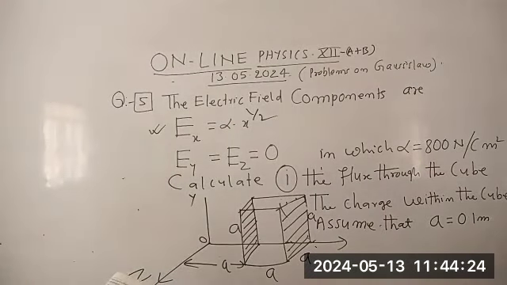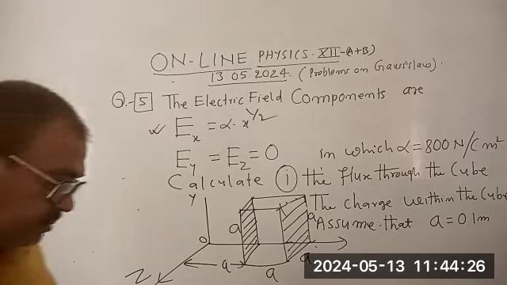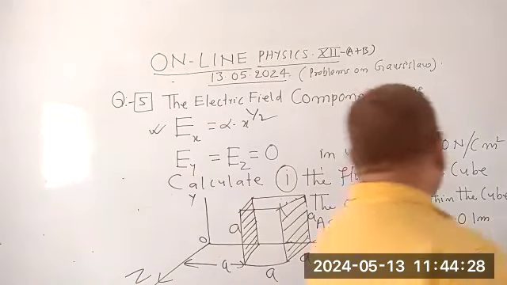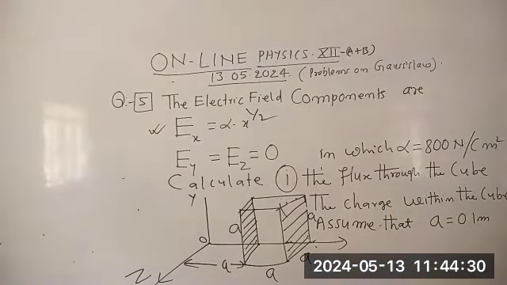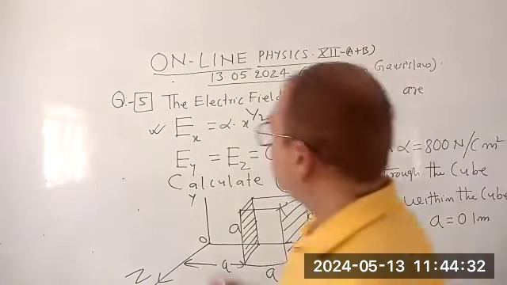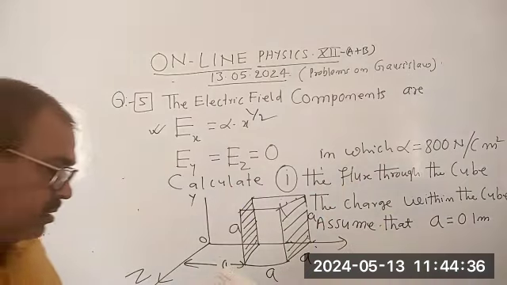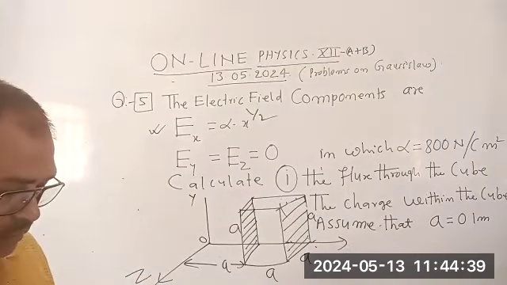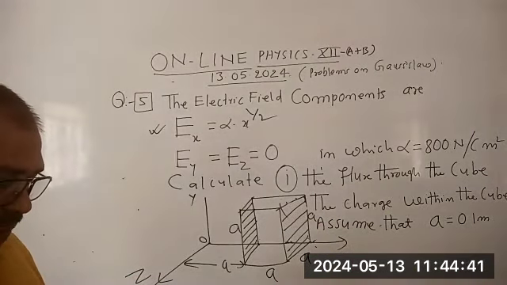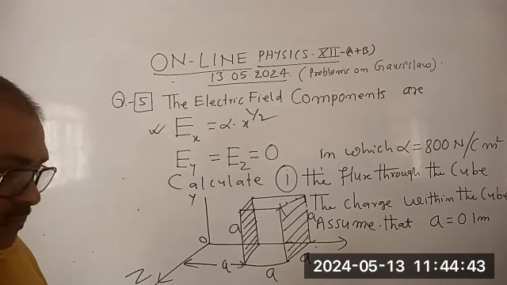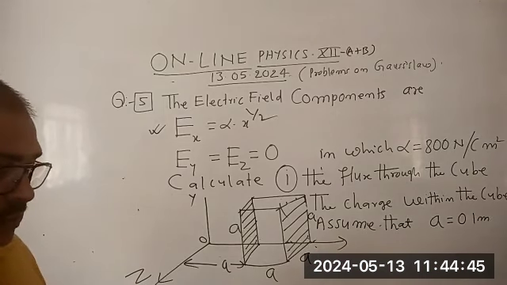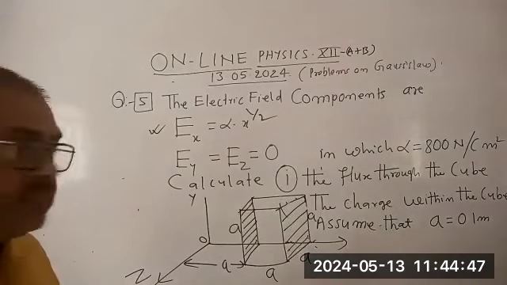So, for this diagram, how to decide according to the question given, we will apply the formula. How much electric flux is there to the left side and the right side of the cube.